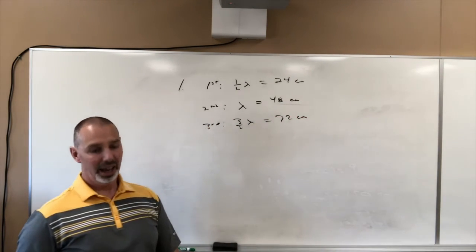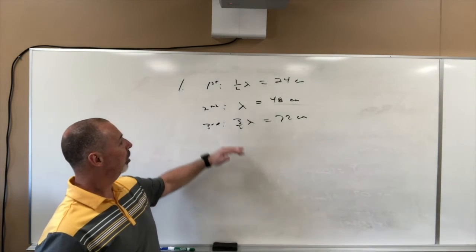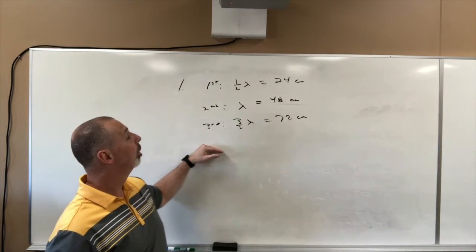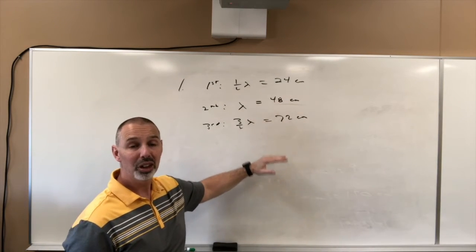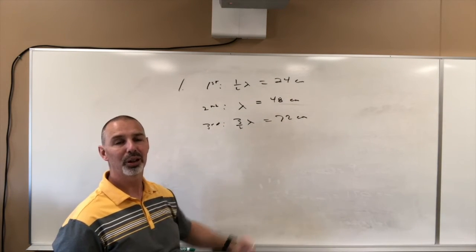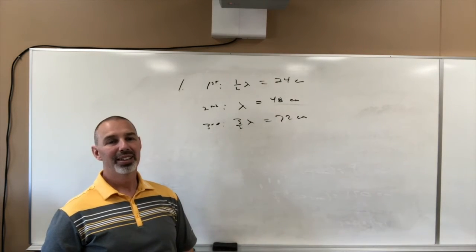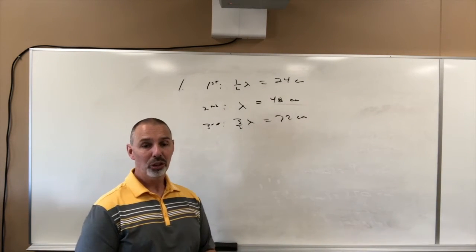And for each subsequent one, if we wanted to find the fourth resonant length, it would be 72 plus 24. Each resonant length is half a wavelength away. All right, so those are the answers to the questions.